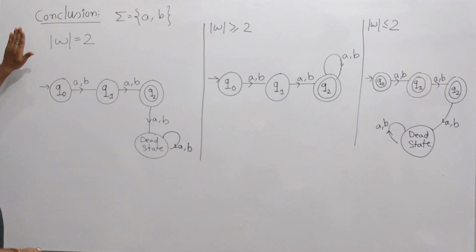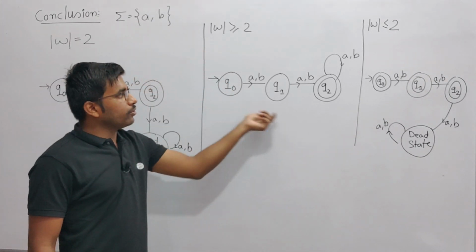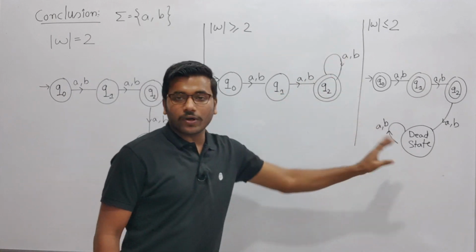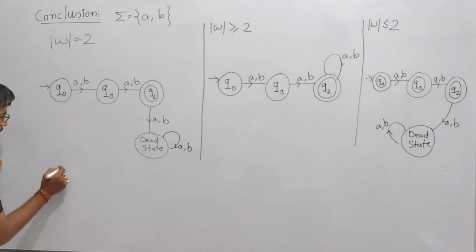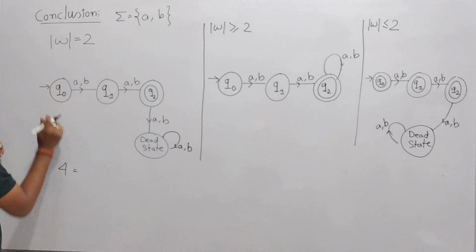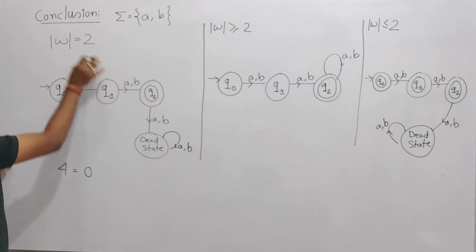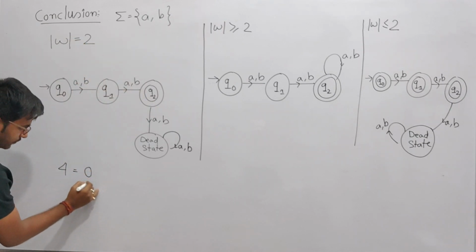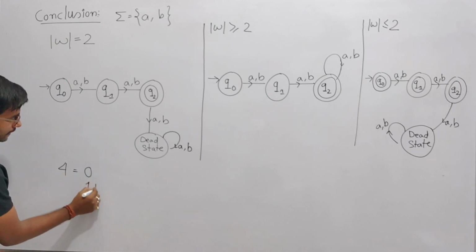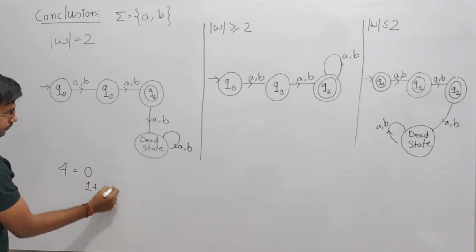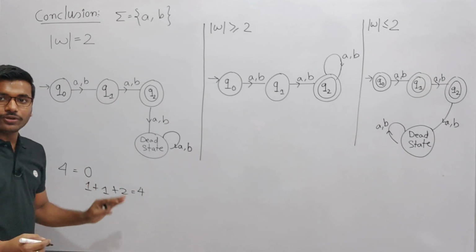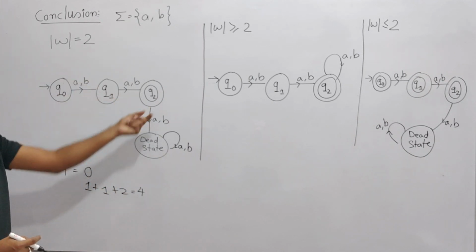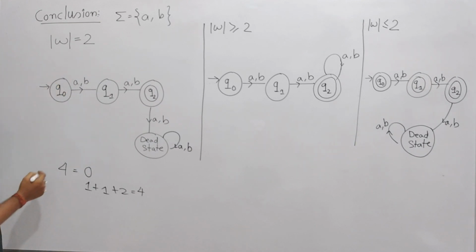Now see, when length was 2, you got this minimal DFA. When length was greater than equal to 2, you got this DFA. When length was smaller than equal to 2, you got this. When length is equal to 2, how many states do you get? 4. Why 4? One is for length 0, one is for the dead state, and the rest 2 are for length 1 and length 2. So the number of states you require when length is equal to 2 is 4.